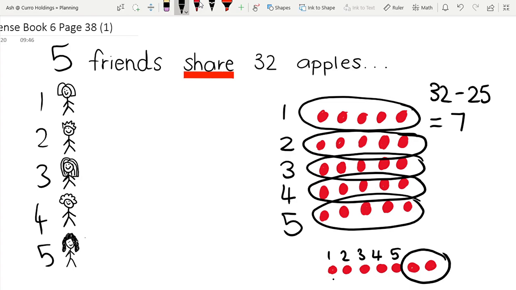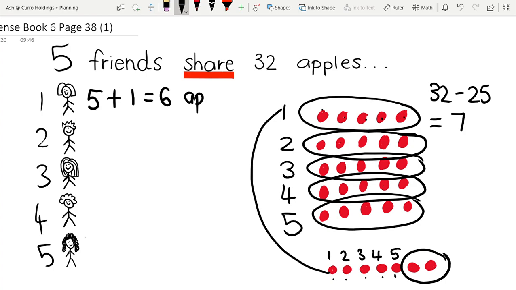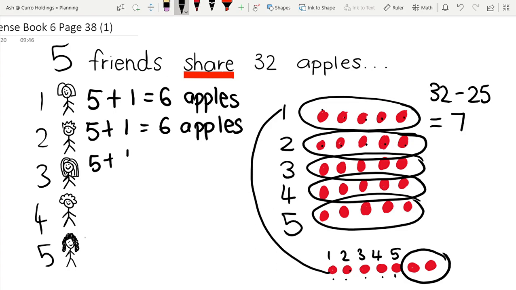So friend 1, friend 2, friend 3, friend 4, friend 5. So how many are in each group? 1, 2, 3, 4, 5, plus that one. 5 plus 1 equals 6 apples. And friend number 2, 1, 2, 3, 4, 5 plus 1, 6 apples. And so on and so on. They each get 6 apples.